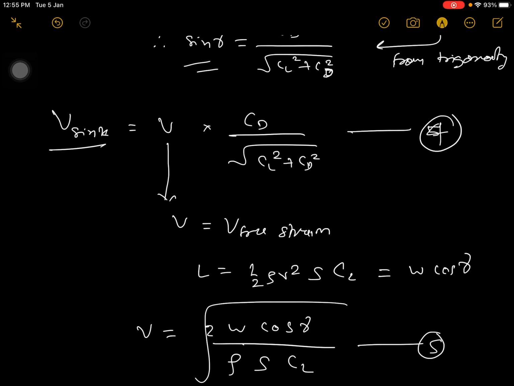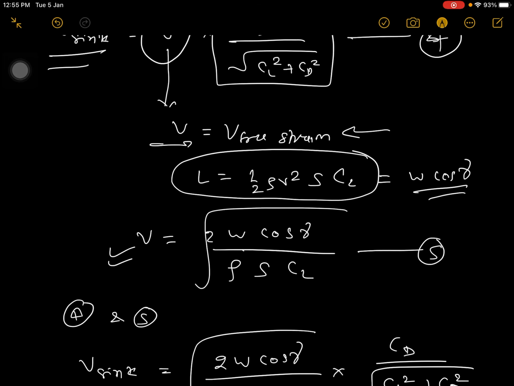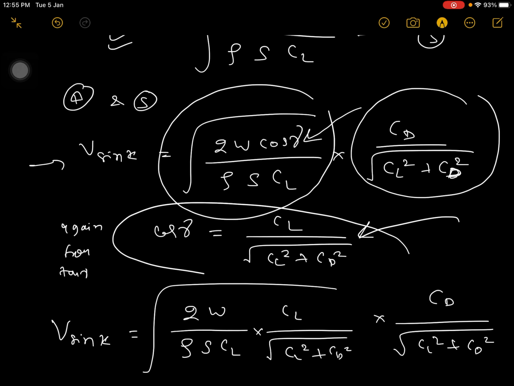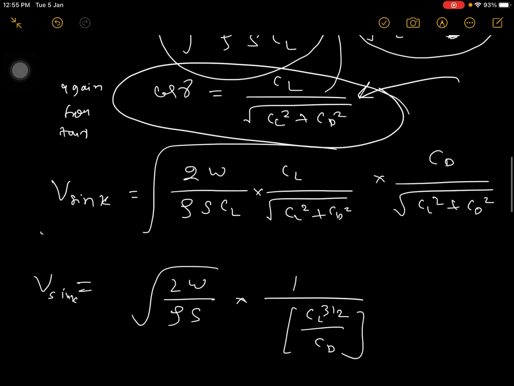Then you see V sink is V into sin gamma, so sin gamma will be substituted. But now this speed V is nothing but the free stream speed experienced by the flight. We can find it out by the lift equation. Lift is equal to W cos gamma. In this way we can have our speed in terms of W and cos gamma. Now for our sink speed, you substitute this velocity V and this sin gamma. Here again you get cos gamma, so find out cos gamma from tan gamma and substitute it here as well. Then you will have a little bigger equation for V sink.